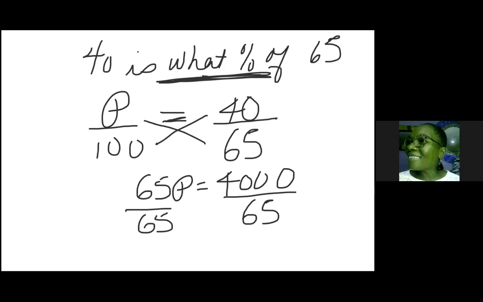All right, so we're going to put that into a calculator. 4,000 divided by 65. Let's see what I get here. Okay, this one is going to turn out to be a decimal, so I'm just going to round it. 61.54. And that's a percent, guys. That's a percent.